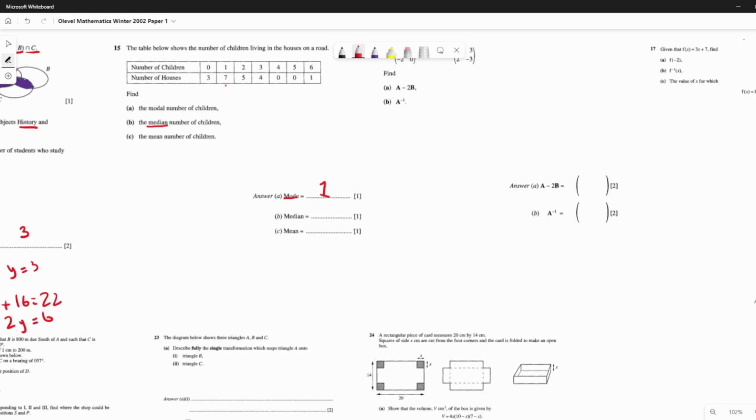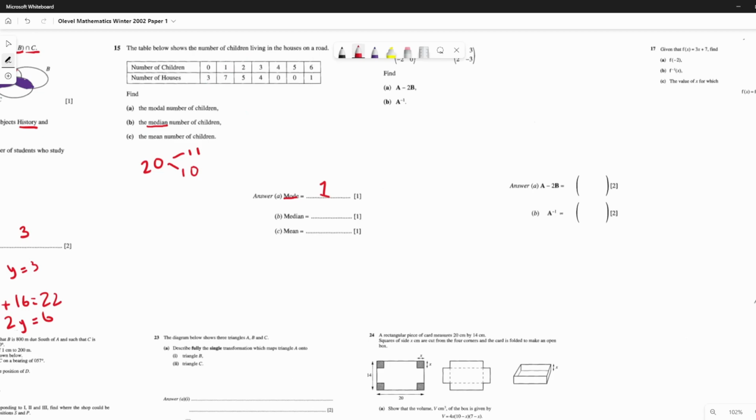So in our range, how many total values do we have? We have 3 plus 7, which is 10. We have 5 plus 4, which is 9, plus 1, that's a 10. So we have 10 plus 10, we have 20 total values, which means the median of this will be the average of the 10th value and the 11th value.